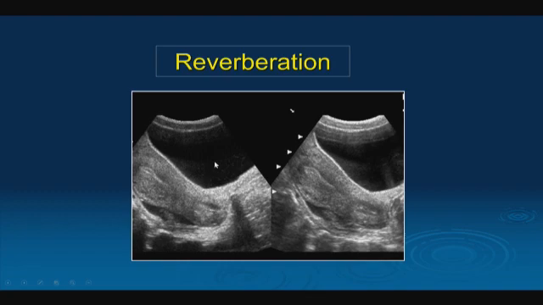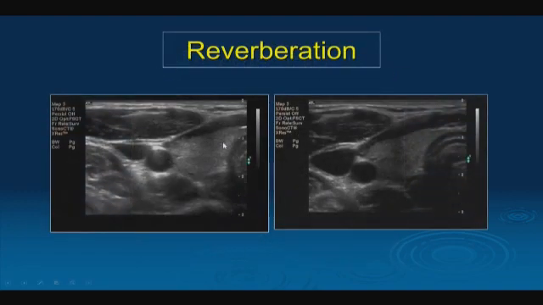So the key is you need to recognize that it is a reverberation artifact. It's commonly seen in fluid-filled structures that are close to the skin surface, and you just have to work around it a little bit. This is the uterus and so forth. Now, here's another example, though, where I can get rid of it.